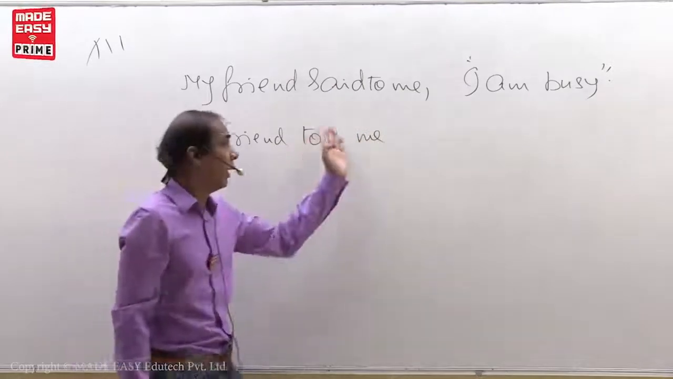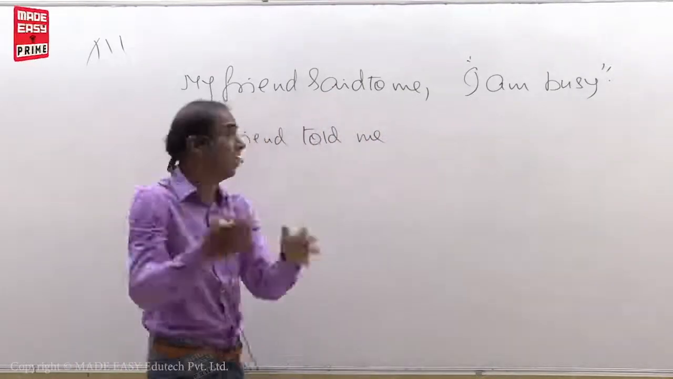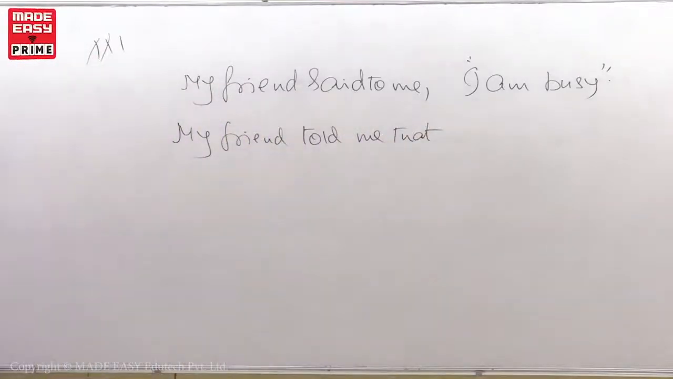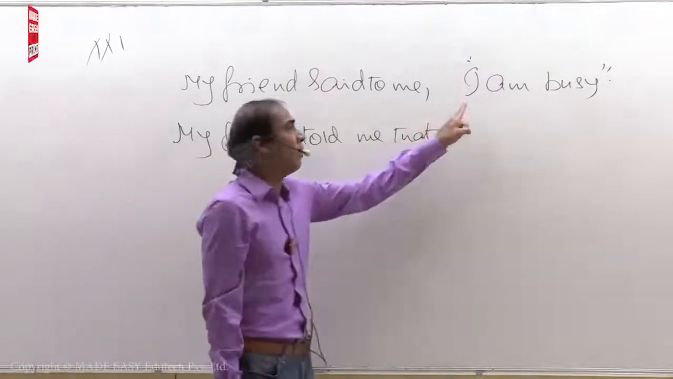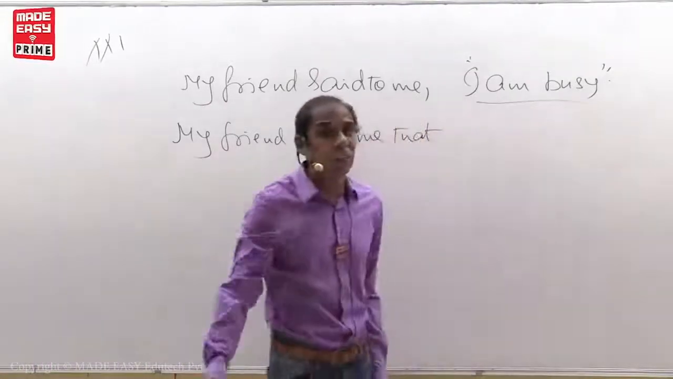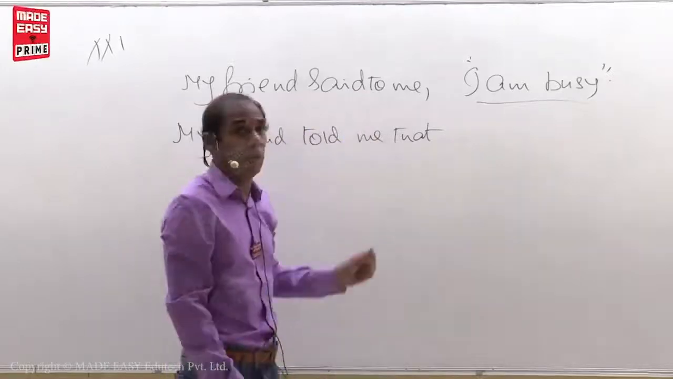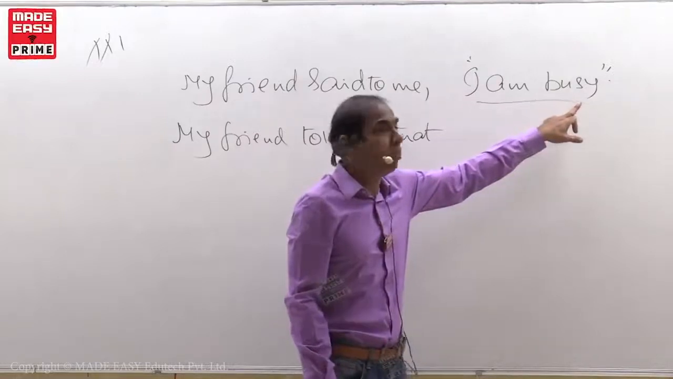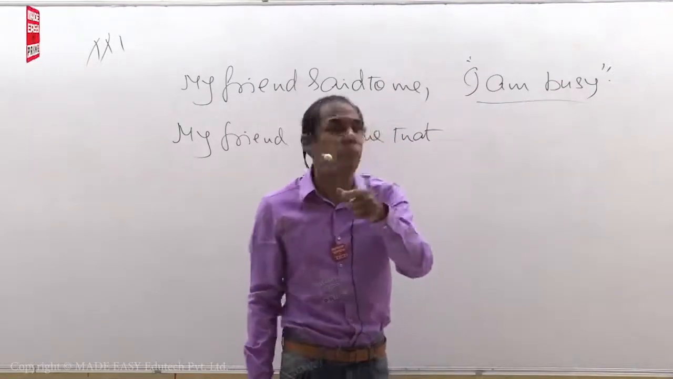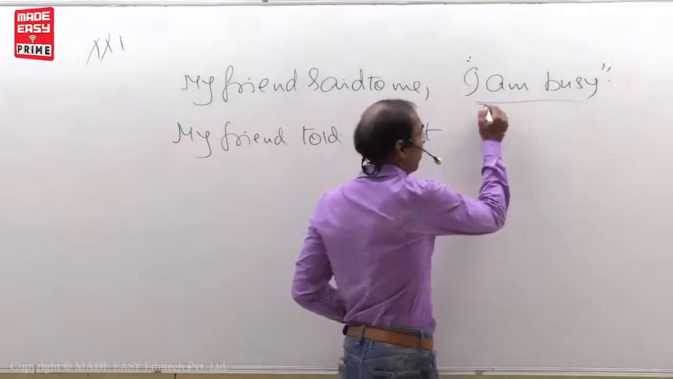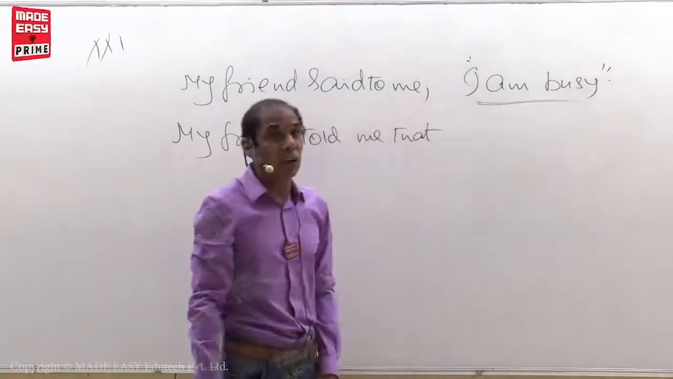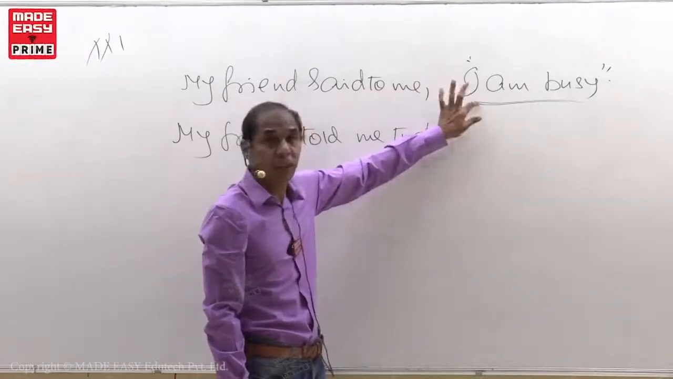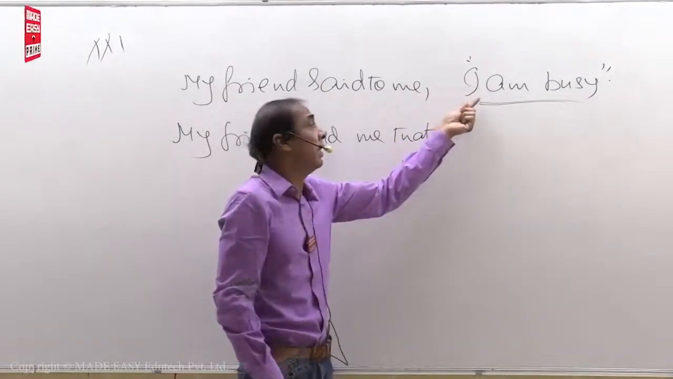What is rule number two? Connect the two sentences with that. Rule number three: change the person. This is direct speech. Why is this direct speech? My friend said to me, what are the words of my friend? I am busy. Exact words of the speaker. That part is called direct speech. What is the third rule? Change the person in the direct speech. What is the person in the direct speech? I.